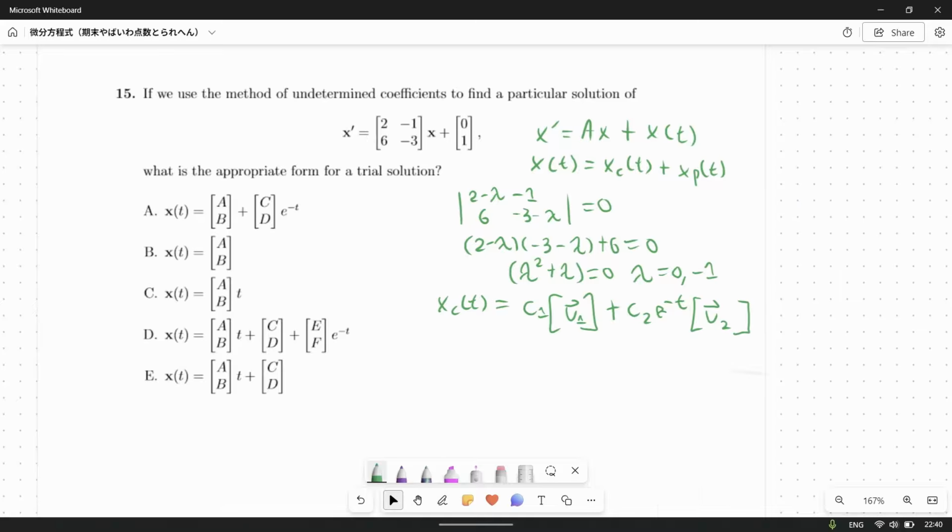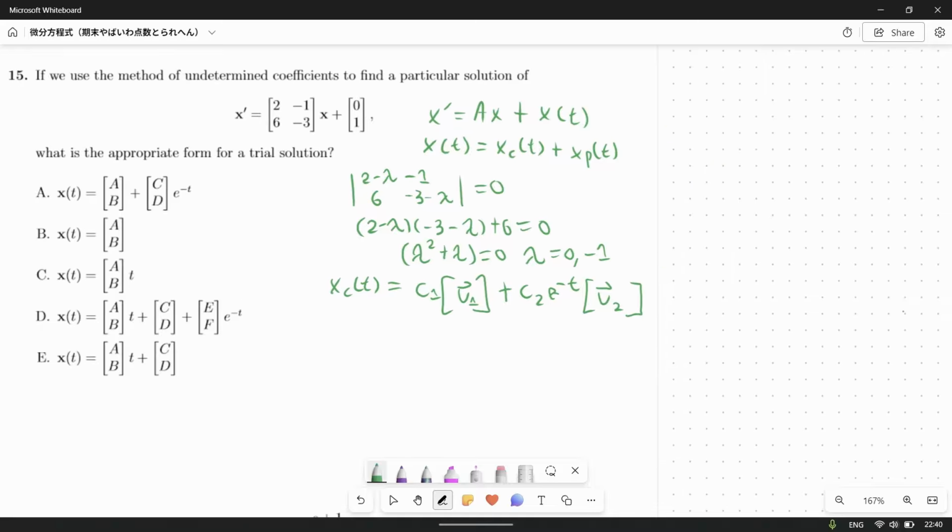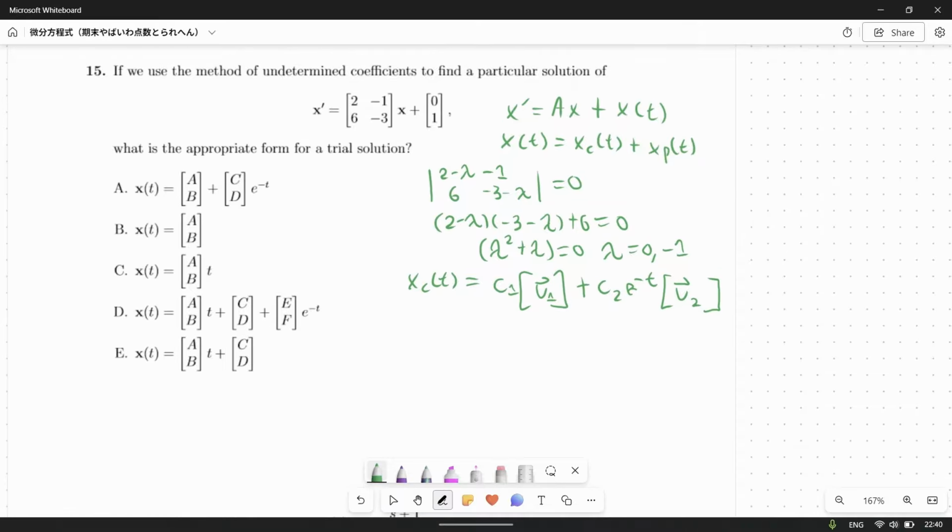I know those kind of look like U's, but yeah, those are V's. Sorry about that. My handwriting is not the best. I'm one of those people where my U's and V's look very similar. So, yeah, okay, I digress. Anyway, so now we can focus on our particular solution.